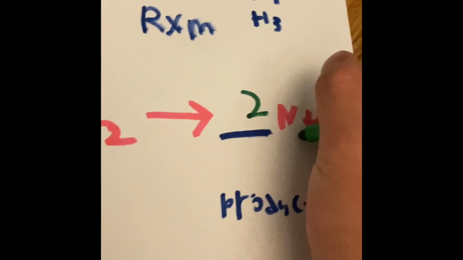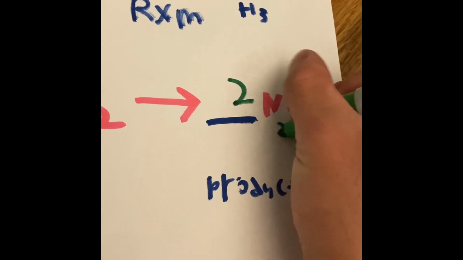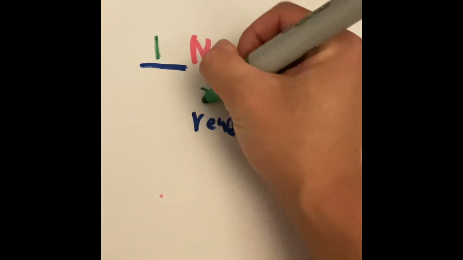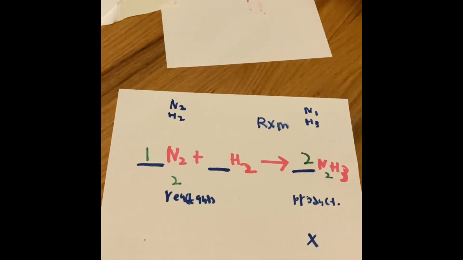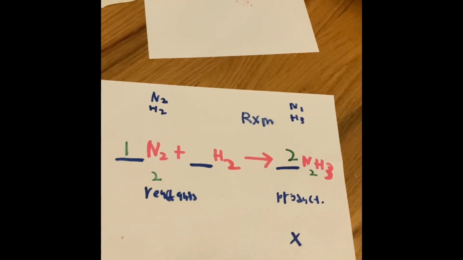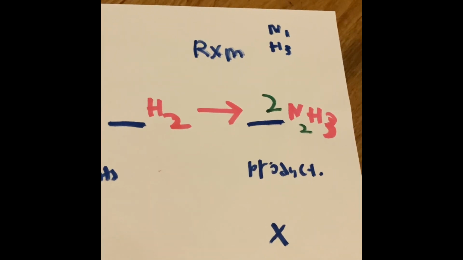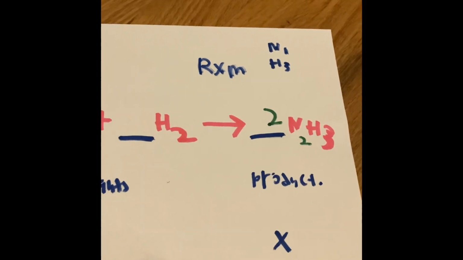Now nitrogen is going to have 2. And if I put 1 right there, 1 times 2 is 2. So now we have balanced the nitrogens. We have 2 nitrogens, 1 here and 1 there. But what about hydrogen? What we can do is use the kind of distributive property system again.